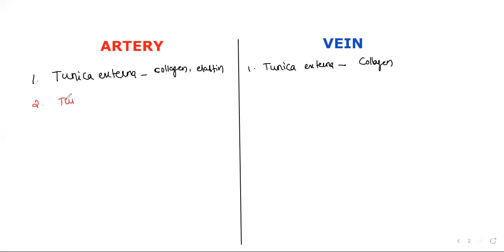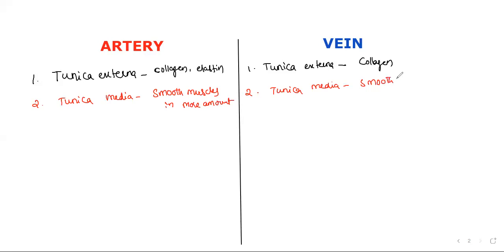Next, what about tunica media? More smooth muscles. Smooth muscles are present in more amount, thick we'll find here. Next, tunica media in veins: compared with arteries, smooth muscles are present in lesser amounts.